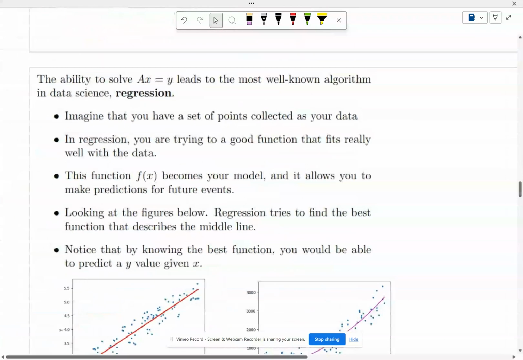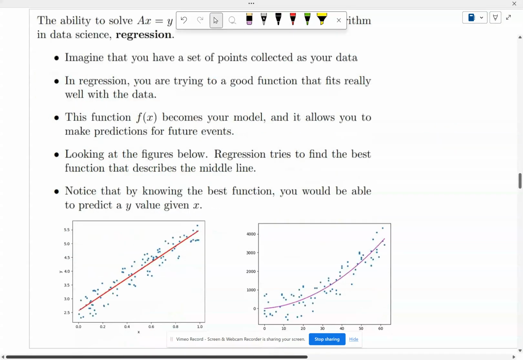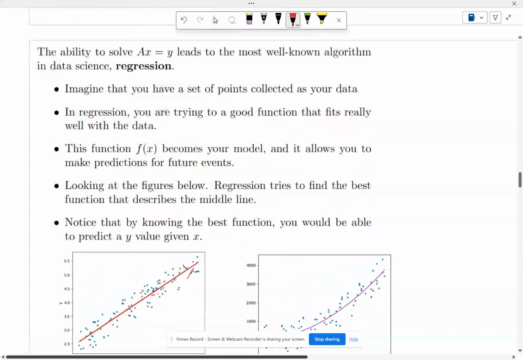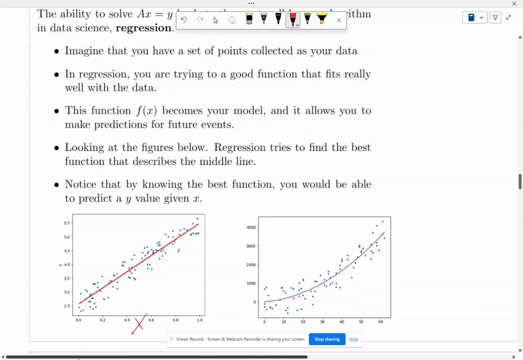Okay, so the ability to solve Ax equals y with the previous example, where A is a tall matrix, is actually very well known. It leads to a very well known algorithm called regression. Now imagine that you have a set of points that you collected. You have this set of points where you have some x and some y.